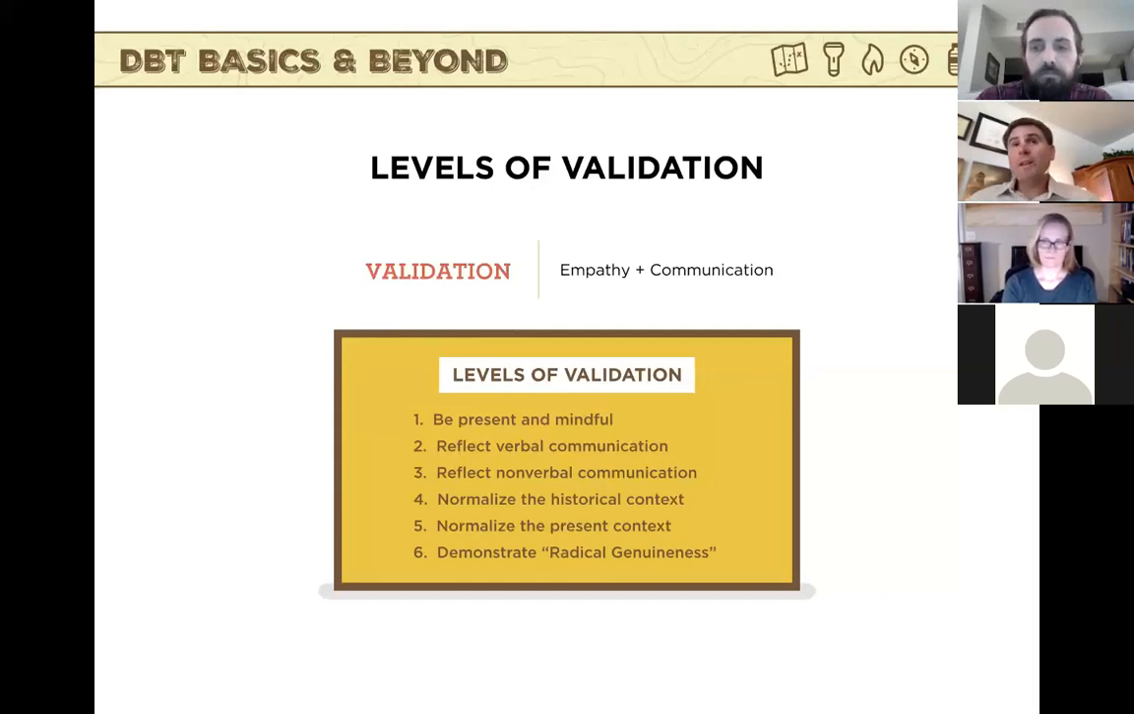Yeah. So another way of thinking about it is, sometimes when we say, yeah, I can totally relate to what you're going through, and we can't, that's actually highly invalidating. And a client will pick up on that insincerity. Sometimes the most validating thing we can say, ironically, is, wow, I can't even imagine what you're going through. I can't even relate to that.